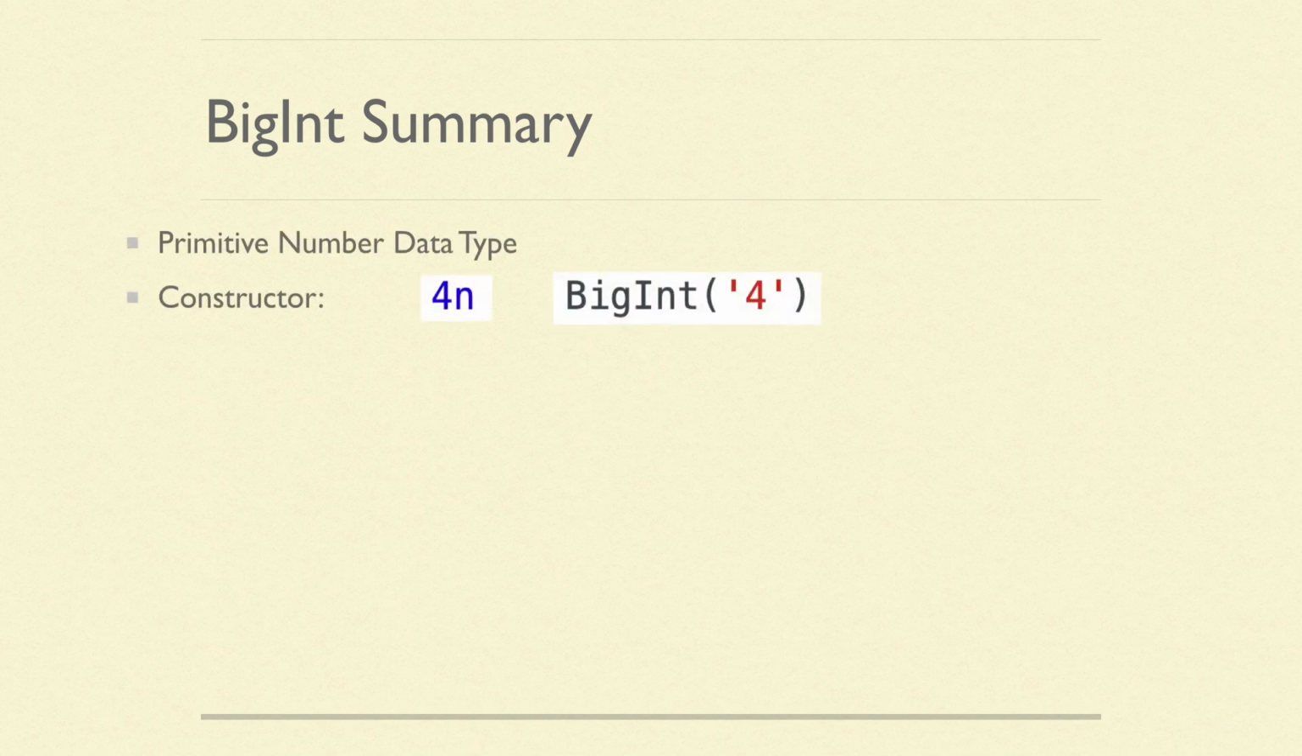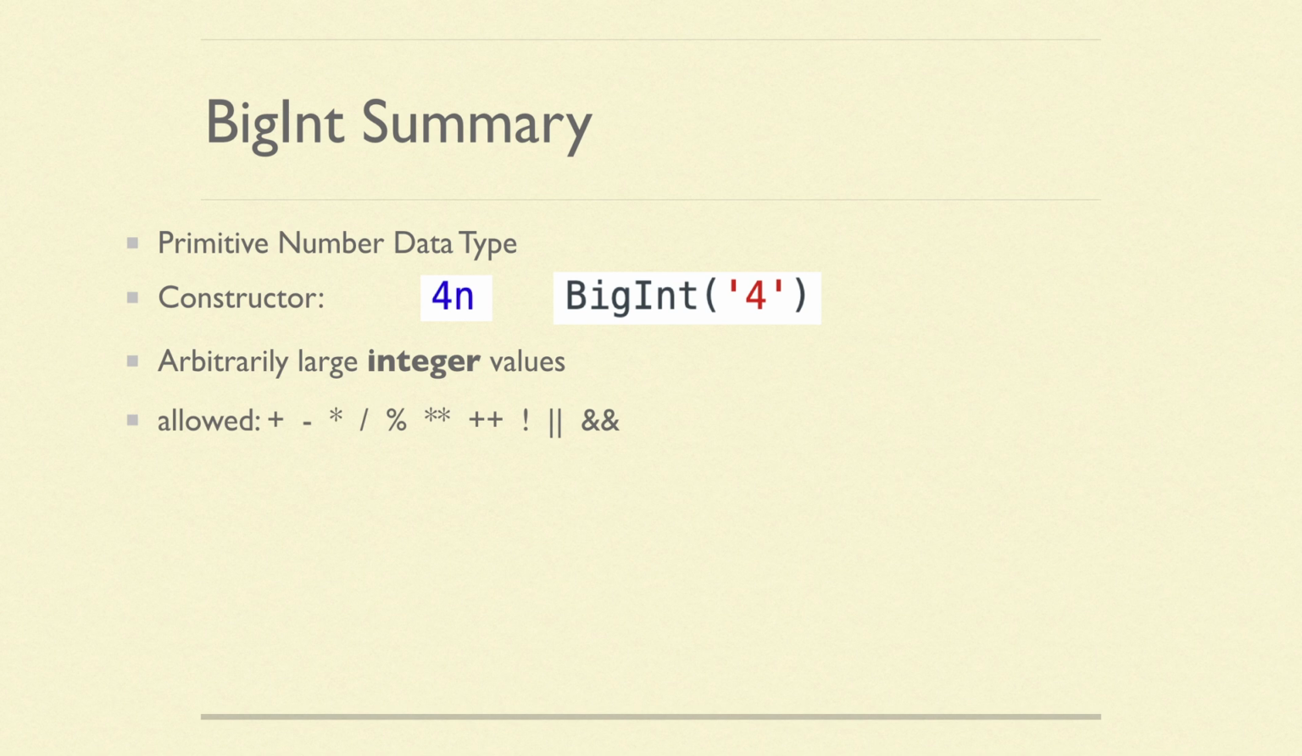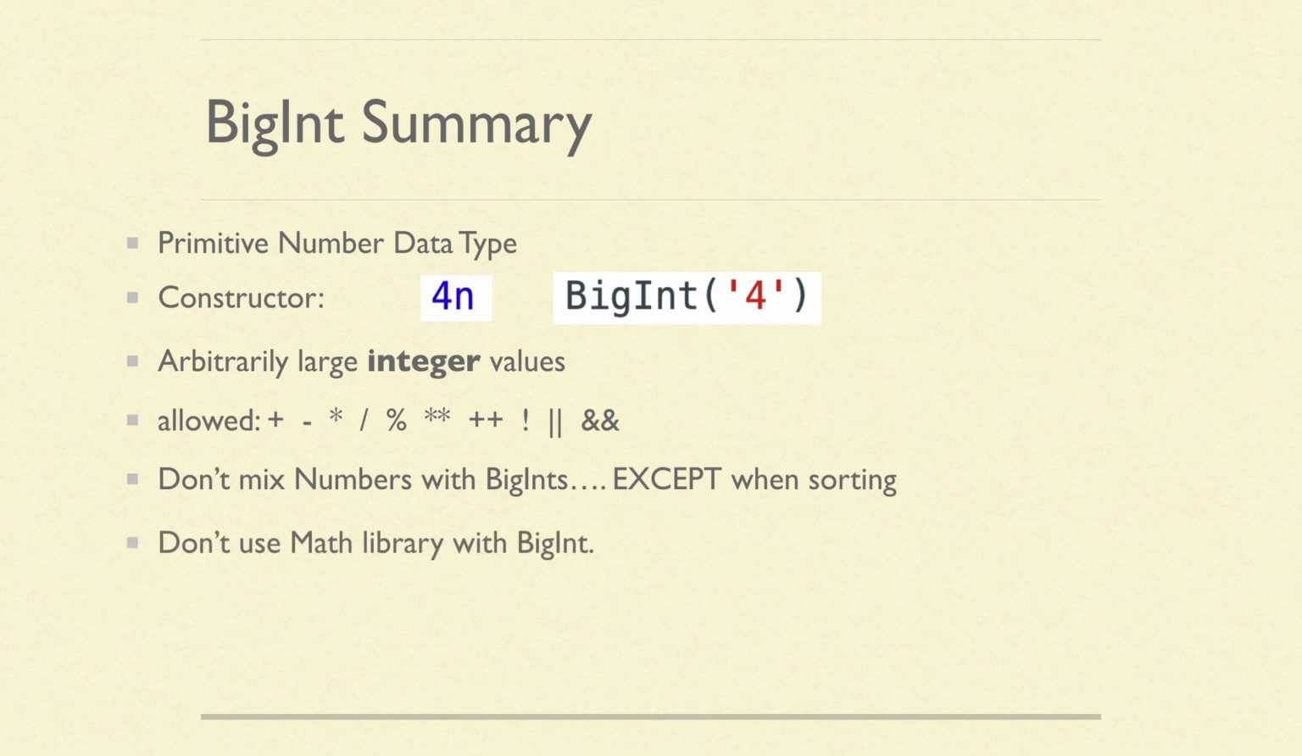So let's summarize. BigInts are a new primitive number data type in JavaScript. You can construct them either by adding the letter n at the end of a number or using the BigInt constructor function. BigInts deal with arbitrarily large integer values, meaning no decimals allowed. You can perform most native mathematical operations between two or more BigInt types, although mixing BigInts and regular number types is generally not allowed. You can, however, compare the two within the safe limits. You can also use BigInts like numbers for conditionals. And finally, as of now, the standard Math library does not support BigInts.